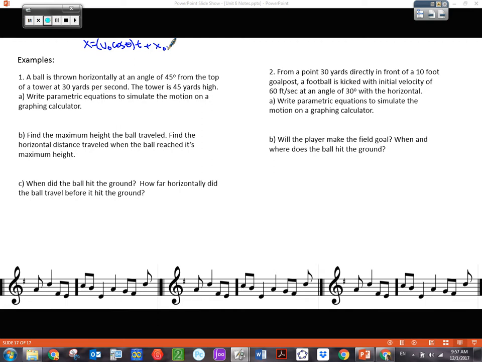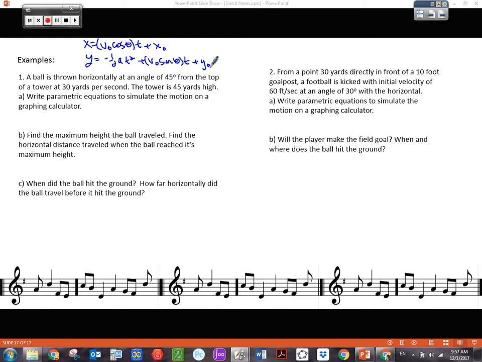So our y equation is negative 1/2 a t squared plus v naught sine theta t plus y naught. Okay, so those are the equations that we're going to be substituting into when we write our parametric equations for these problems. So let's look at the first one.